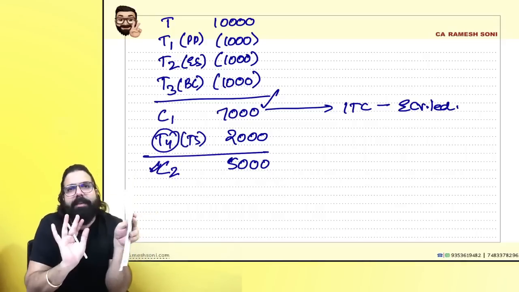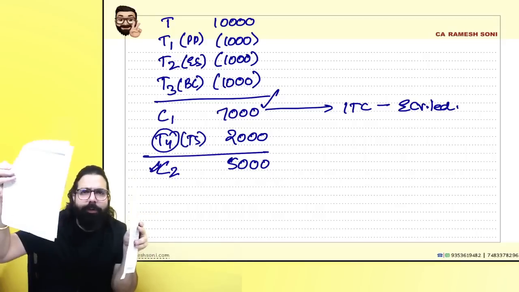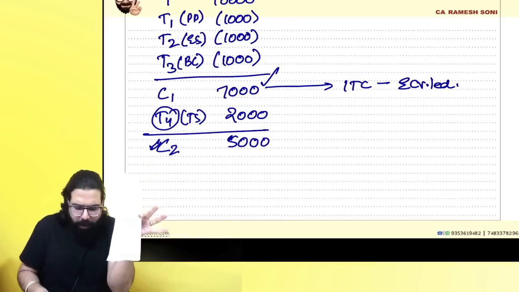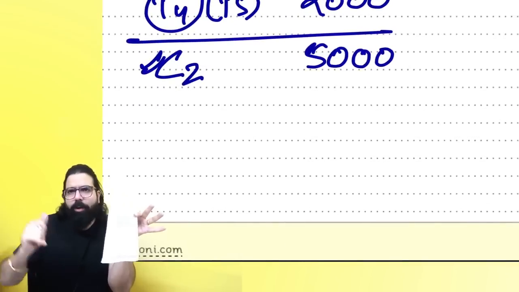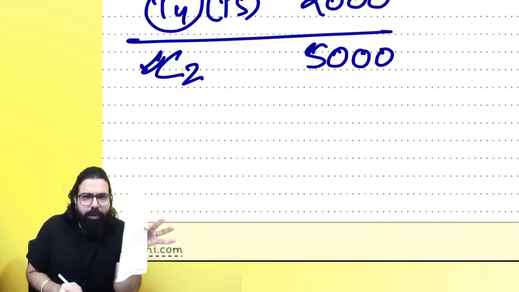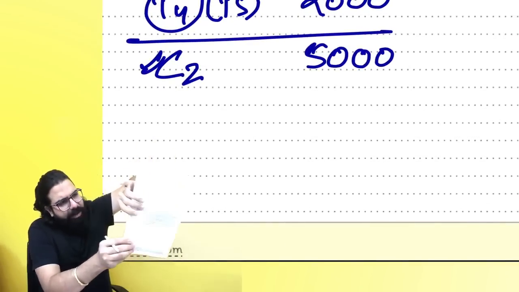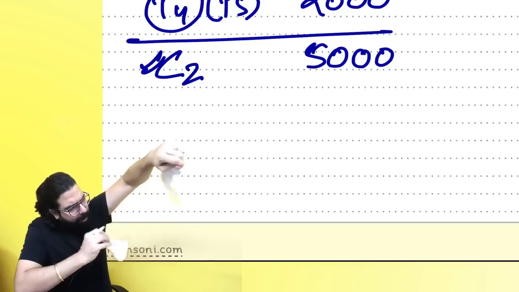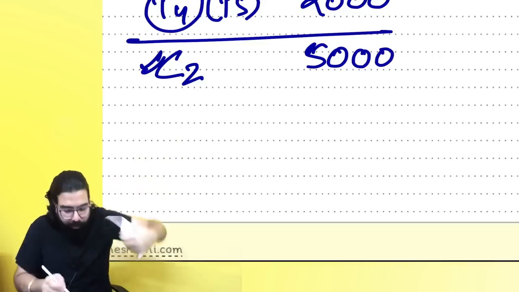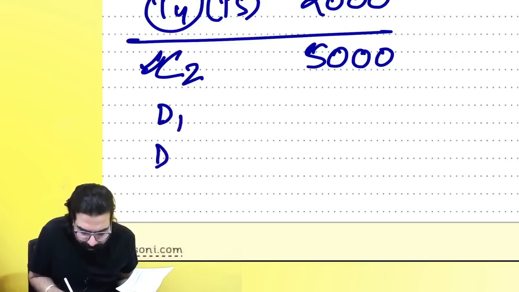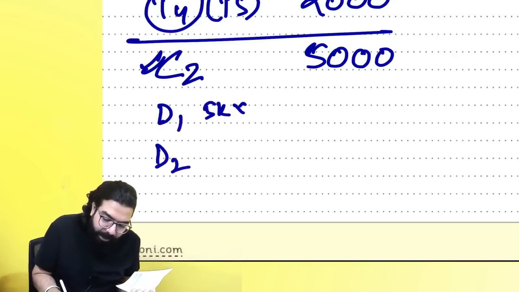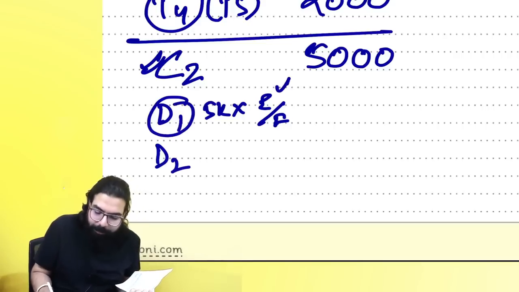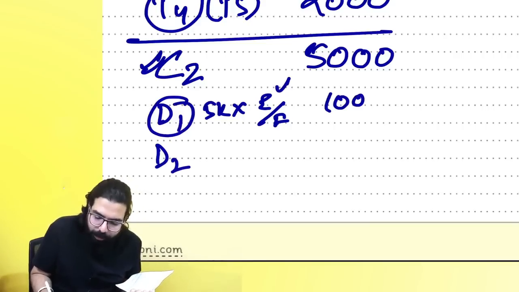I have already taken this 2,000 rupees of credit and this 5,000 of credit also. What will I tell the government now? I will tell my client, you have to remove whatever out of this khichdi is relating to your exempt supply. Whatever is relating to your personal purpose also, you have to remove. So out of this, you have to calculate D1 and D2. So 5,000 into exempt supply by total turnover, whatever is relating to your exempt supply, supposedly this came out to be 1,000 rupees.